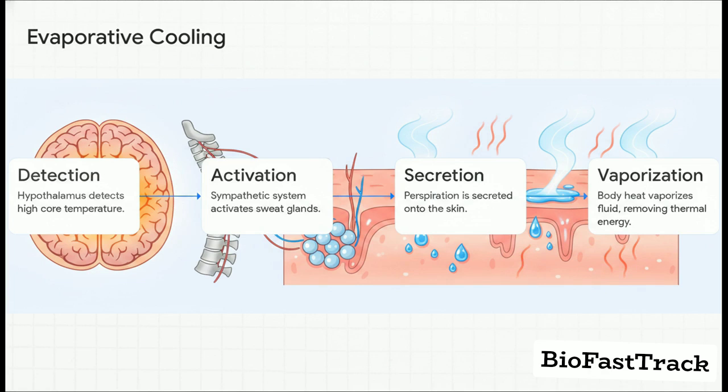Which is exactly why environmental humidity is such a crucial variable to control for in exercise physiology. If the relative humidity in your lab is close to 100%, the air is basically already saturated. The sweat secretes, sure, but that vital vaporization step fails, completely tanking your cooling efficiency.